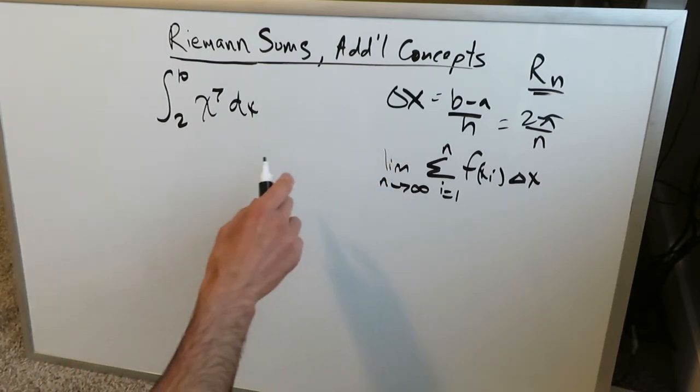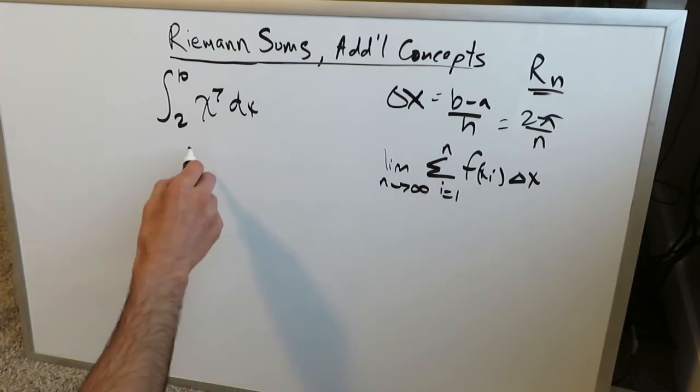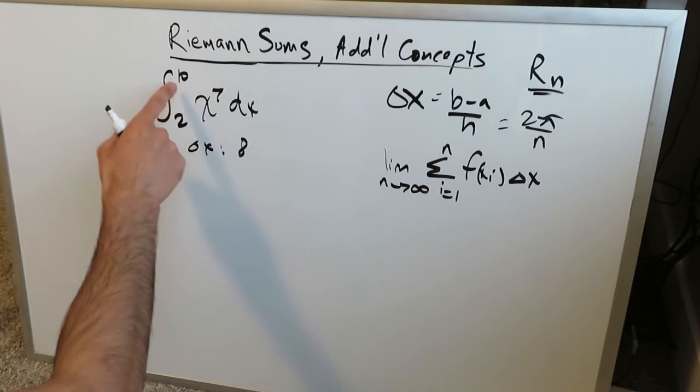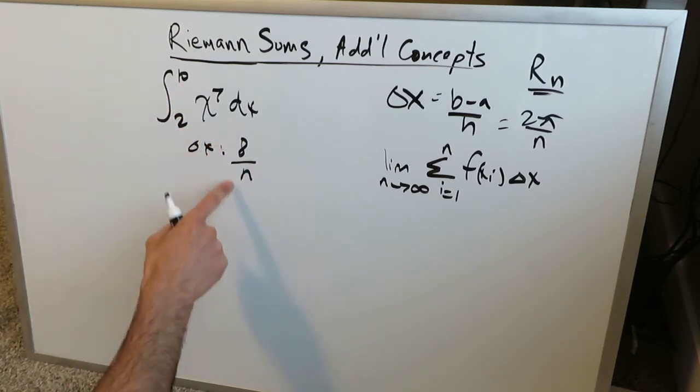Now let's look at this and convert this integral expression into this limit of sums. The first thing you want to do is basically determine your delta x. Delta x over here is going to be b minus a, which is 10 minus 2, which is 8 over n. I was saying 10 minus 8, but it's 8 over n.